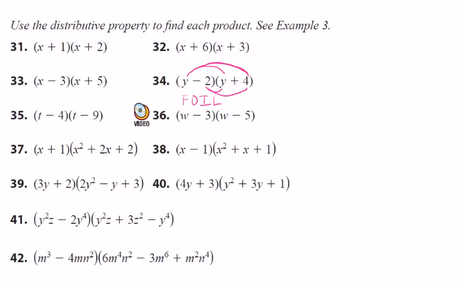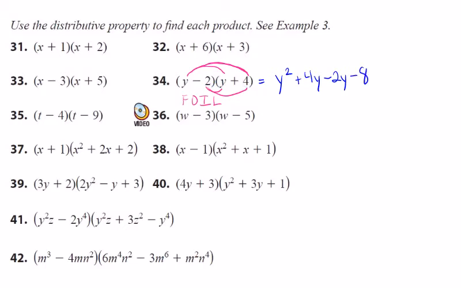All right, so we'll do that. We'll multiply first by first. So y by y is y squared. And then we multiply y by 4, and we get 4y. Then we multiply negative 2 by y, which is negative 2y. And then we multiply negative 2 by positive 4, which is negative 8.